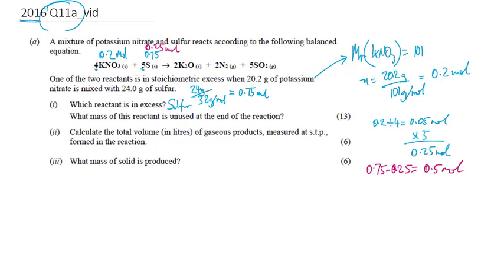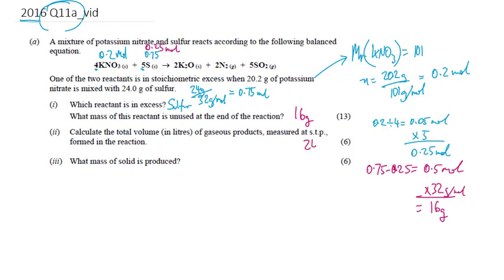We need that in mass, so we've got 0.5 moles of sulfur. The relative atomic mass of sulfur is 32, so 32 times 0.5 equals 16 grams, because this is grams per mole. Moles cancel out, leaving grams. Okay, 16 grams. Calculate the total volume in litres of gaseous products measured at STP.